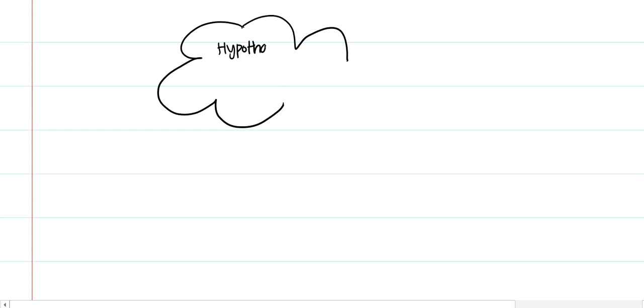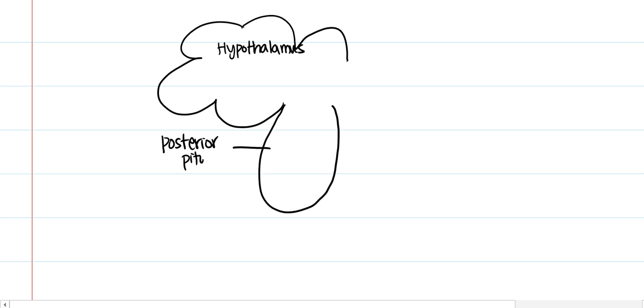So let's talk about how the hypothalamus and the pituitary glands work. So this is the hypothalamus, and the hypothalamus is actually brain tissue, and its extension is called the posterior pituitary. But then we also have another extension called the anterior pituitary.